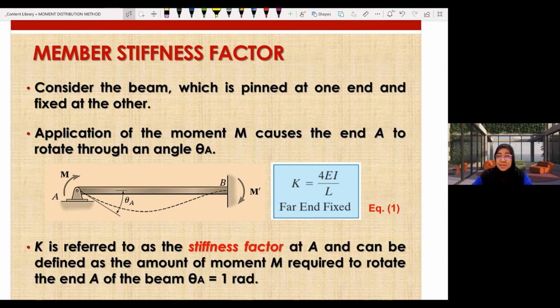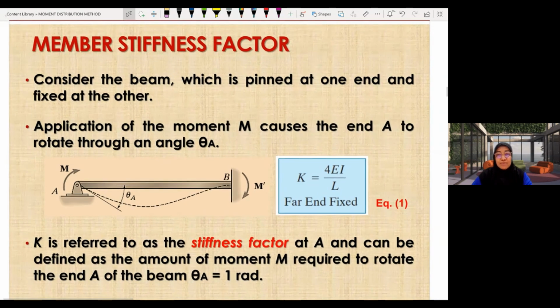The formula, whenever the far end is fixed, we use 4EI over L. Why do we call it far end fixed? Because for member ABCD, for example, B will always be internal, so A is the far end. That is why the term is far end. The other one will be the internal support. B is internal and A is the far end, so we refer to the far end condition at A. So for far end fixed, it is just a simple formula.